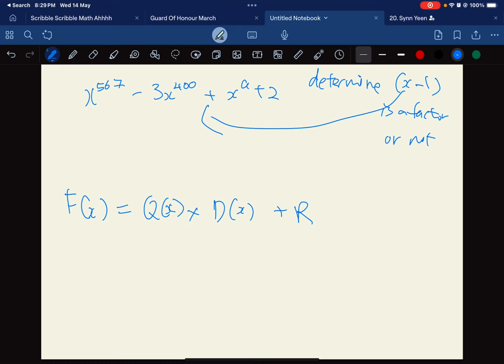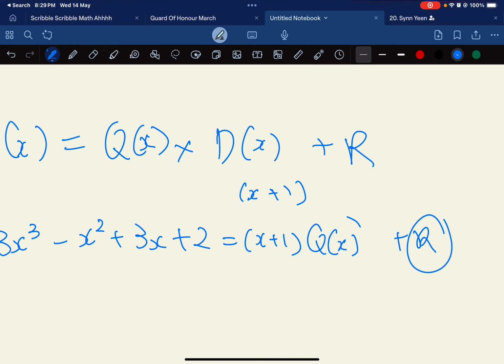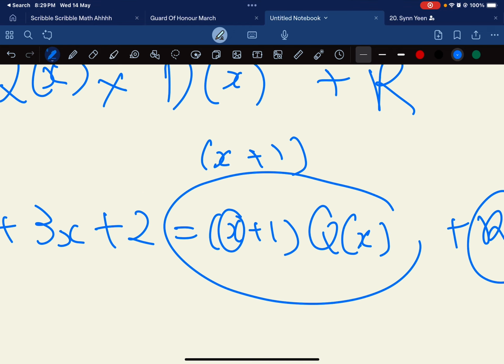Okay, 3x cubed plus x squared plus 3x plus 2. So let's see, can I factor this? Okay, let's try x plus 1. So this must be the divisor, x plus 1, times the quotient, plus the remainder. And how do we find the remainder? We know these two. How if we equate this one?